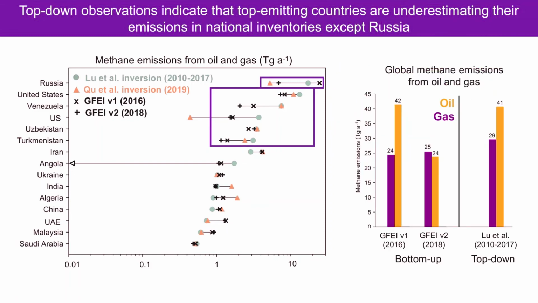Then if we translate that to global scale emissions, we see that the Liu et al. results for the inversion show higher total gas emissions at the global scale, which is shown in purple, compared to both versions of GFA. This reflects that underestimate of country emissions for our top emitting countries. For oil, which is shown in yellow, we don't have much change, but this reflects that offset where Russia, our top emitter, is decreased and all of these other countries are increased.